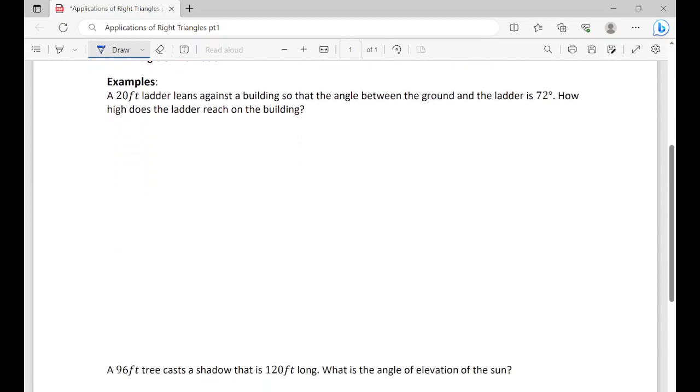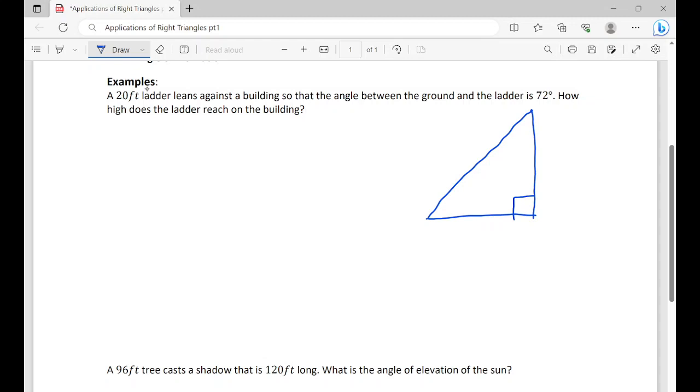So here's what they mean if it does happen to pop up in your question. Let's look at our first one. A 20-foot ladder leans against a building so that the angle between the ground and the ladder is 72 degrees. How high does the ladder reach on the building? When I'm dealing with right triangle questions like this, I like to draw a right triangle so I can visually see what's going on. So I'm going to draw myself a right triangle and fill in what I know.